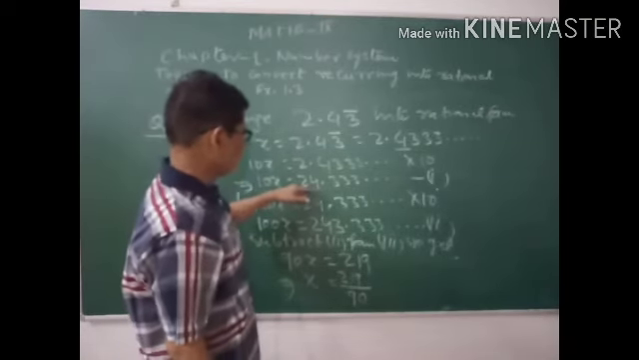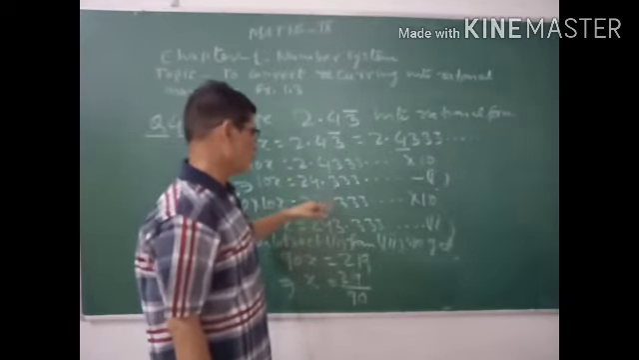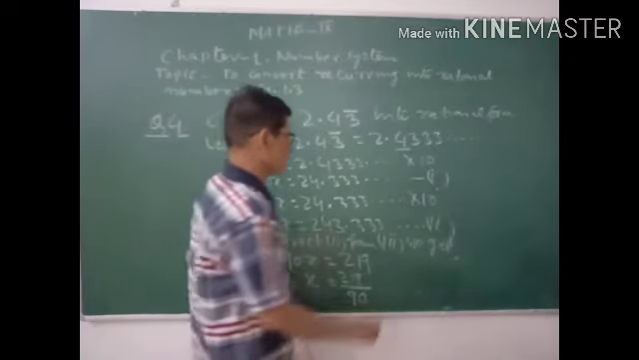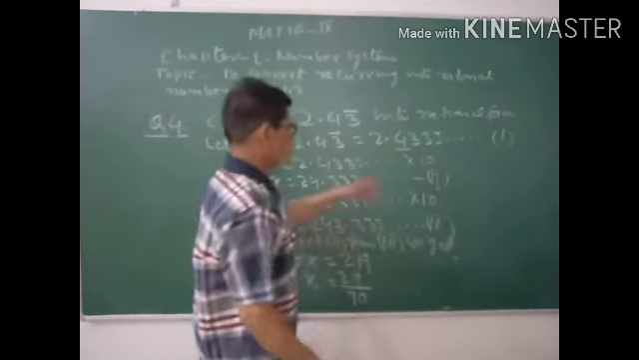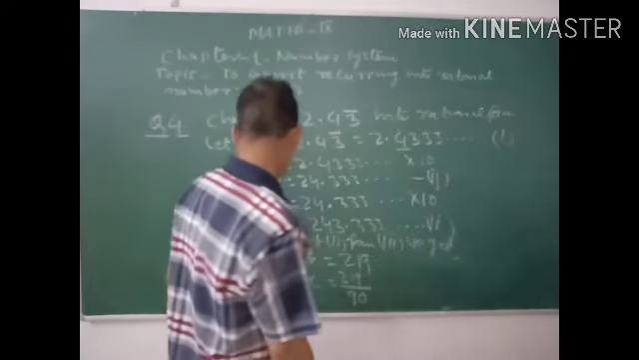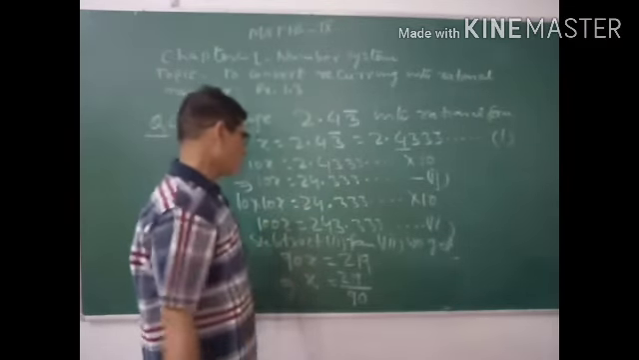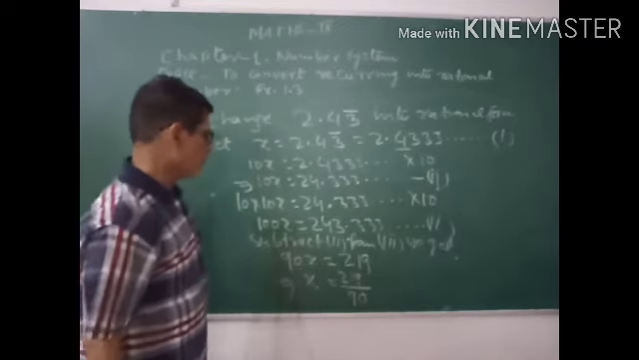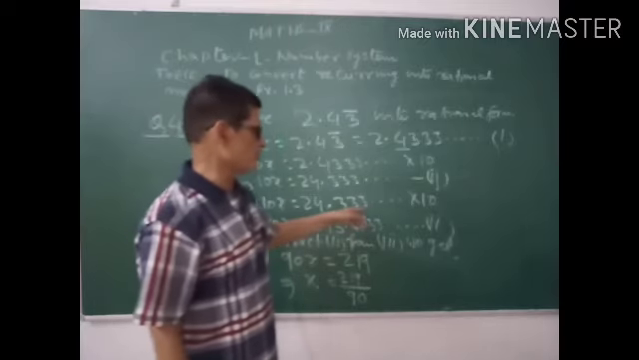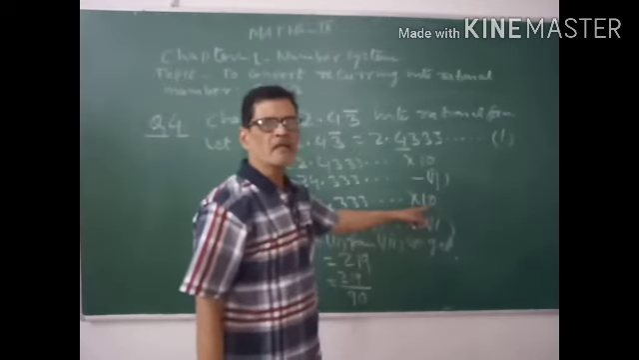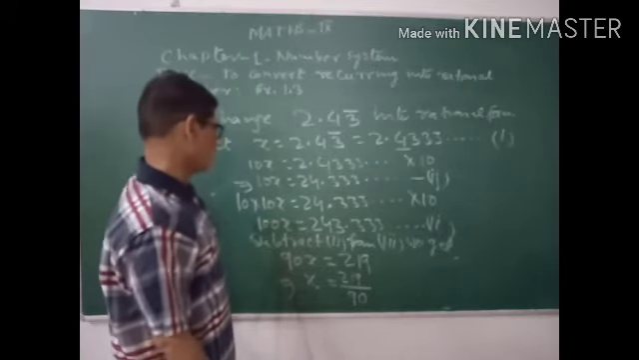Now we want to take out one recurring digit. So we must multiply the first by... This is first, this is second. We want to take out one 3 out of decimal. What are we supposed to do? We have to take only one digit out of decimal. So we are supposed to multiply by 10. Therefore multiply by 10 on both sides in equation second.